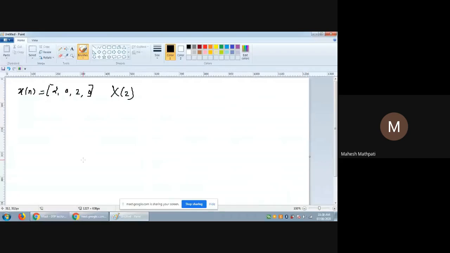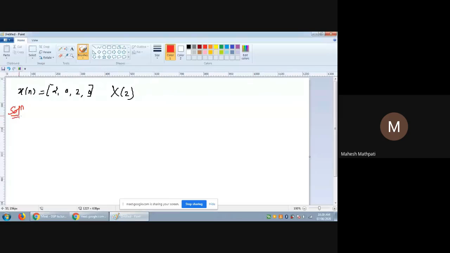So can anyone repeat the question? Yes, anybody please? Just repeat the question. For sequence x of n 2020, determine capital X of 2 using Goertzel algorithm. Okay. Full stop. Assume initial conditions are 0. You have not written that part? Full stop. Assume initial conditions are 0. Okay. Now let us calculate the solution of this. Let's write a solution on this part.